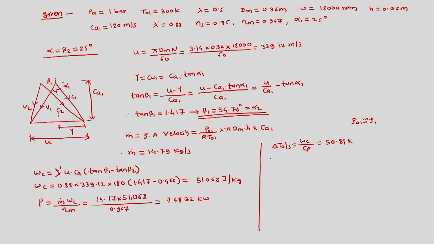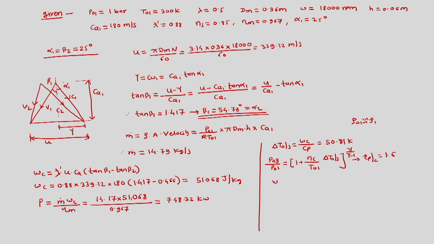So it turns out to be 50.81 Kelvin. Now we can find out pressure rise. P03 upon P01 is equal to 1 plus compressor efficiency upon T01 into delta T0 stage divided, bracket raised to gamma upon gamma minus 1. From here we get compressor pressure ratio, which is P03 upon P01, as 1.6 for the stage.